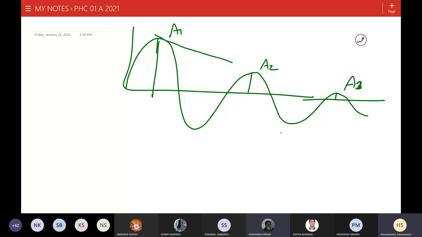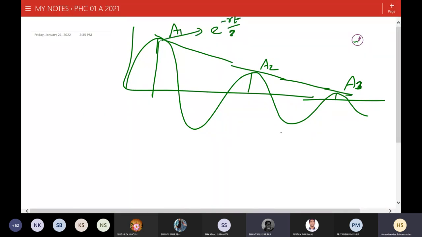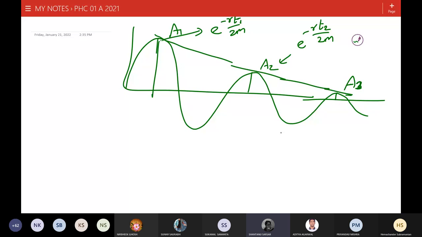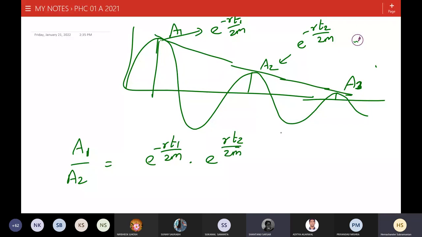And you have this envelope curve, right? At some time t1, this is e power minus rt1 over 2m. At another time t2, e power minus rt2 over 2m. So when you do A1 over A2, what do you get? It's e power minus rt1 over 2m times e power rt2 over 2m. So it's e power minus r over 2m times (t2 minus t1).